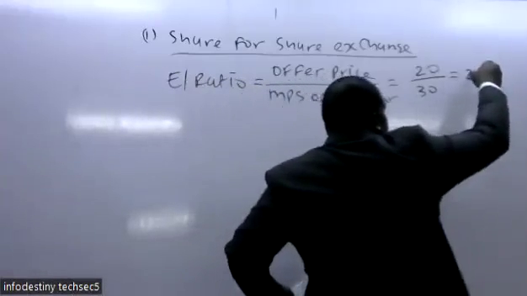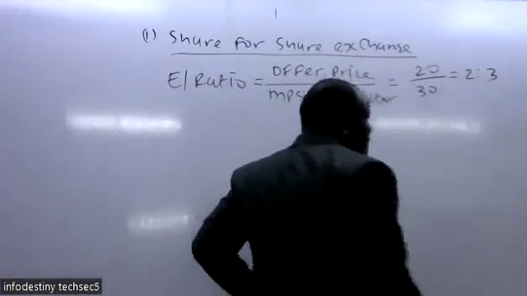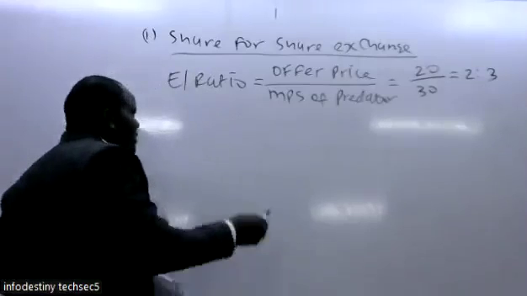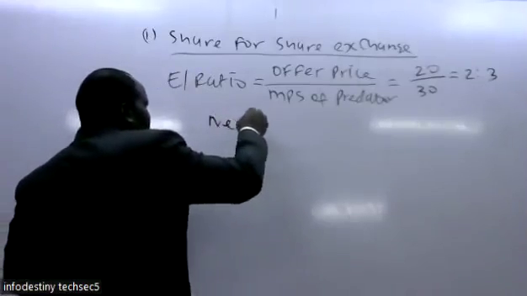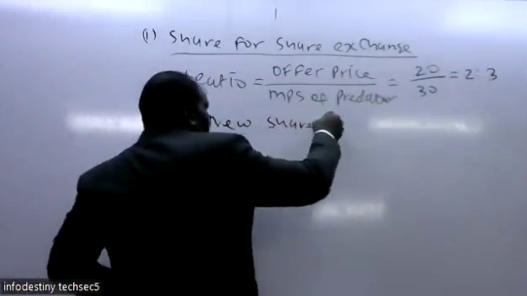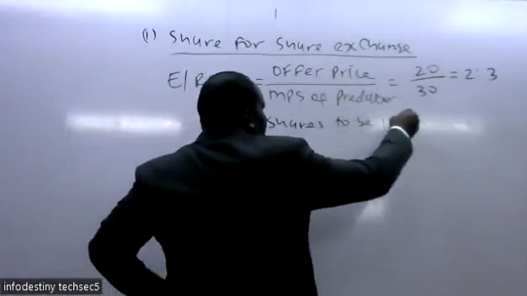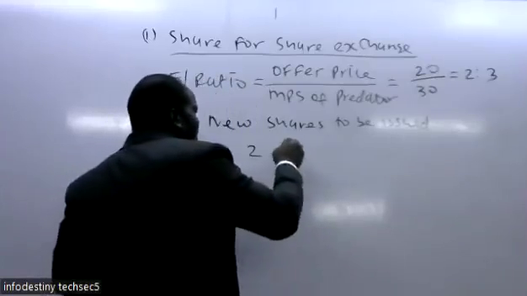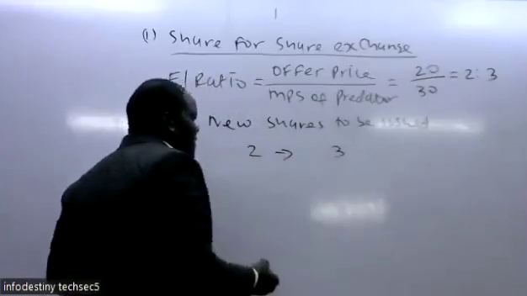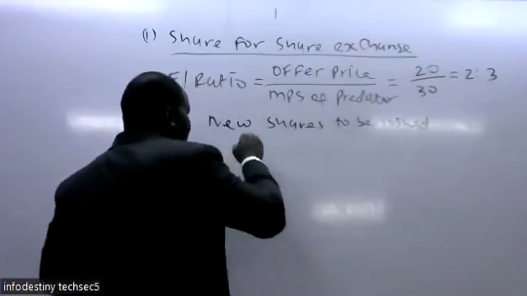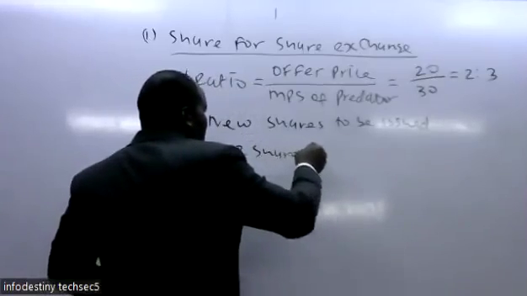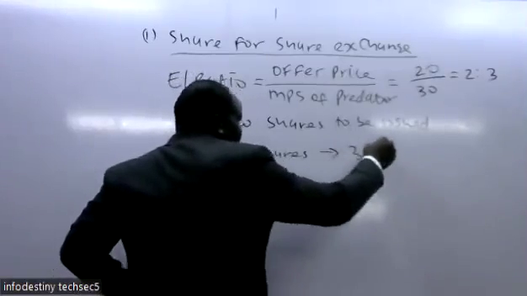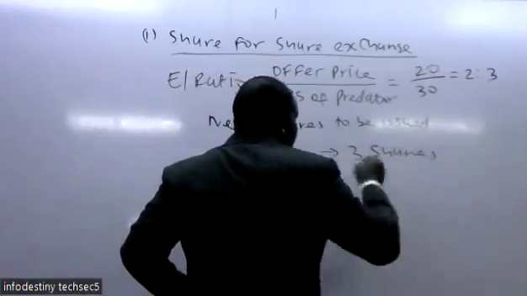Yeah, so the exchange ratio is meant to be 2:3. So from there, you get the new shares to be issued. Two shares of the preferred are equivalent to three shares of the target.